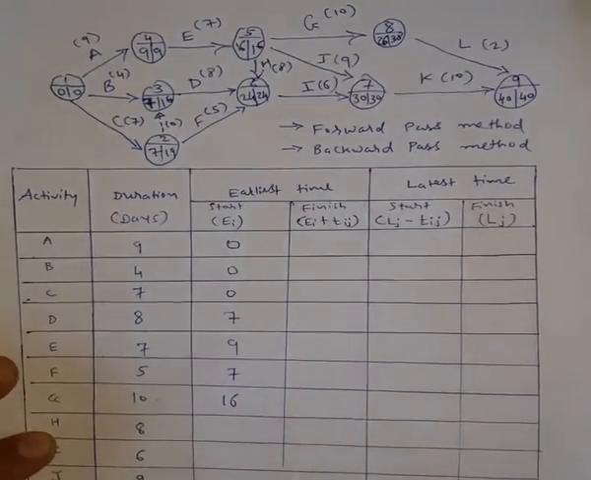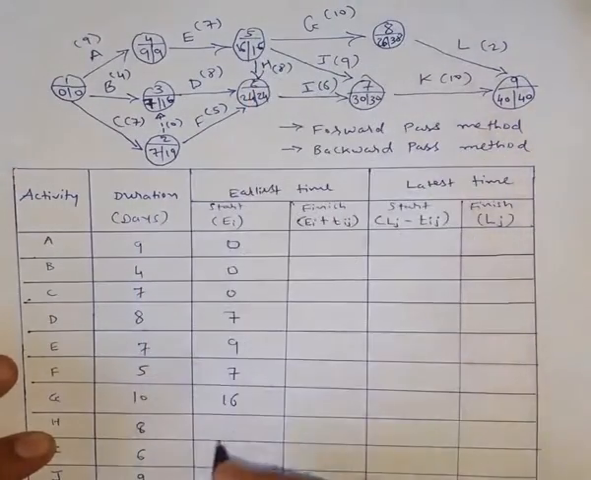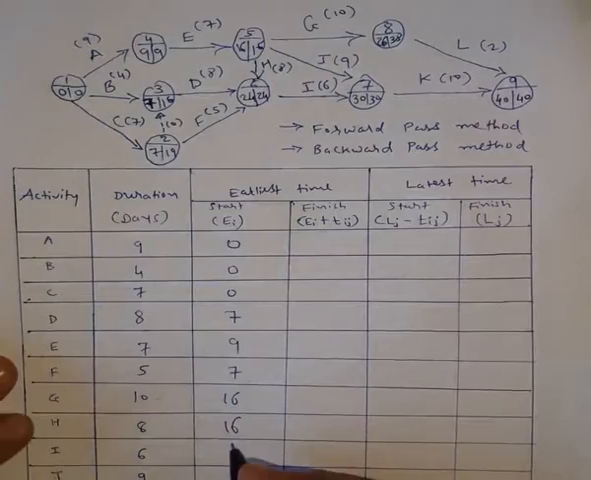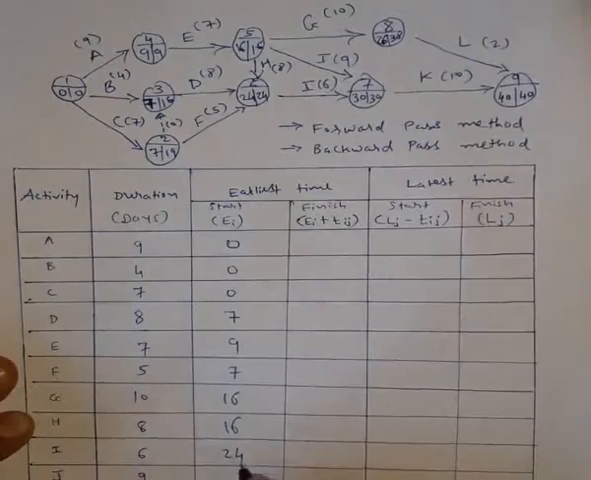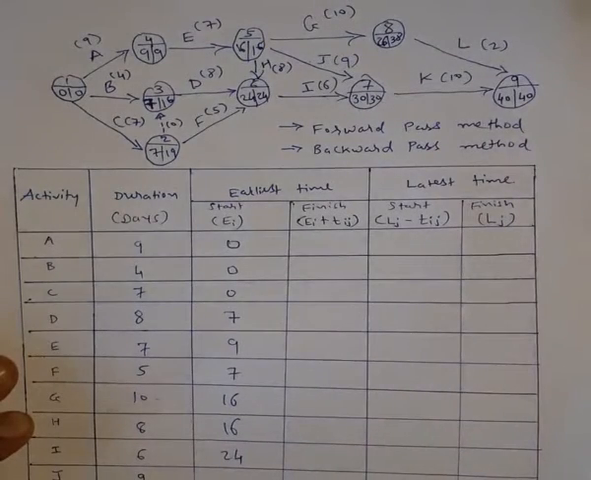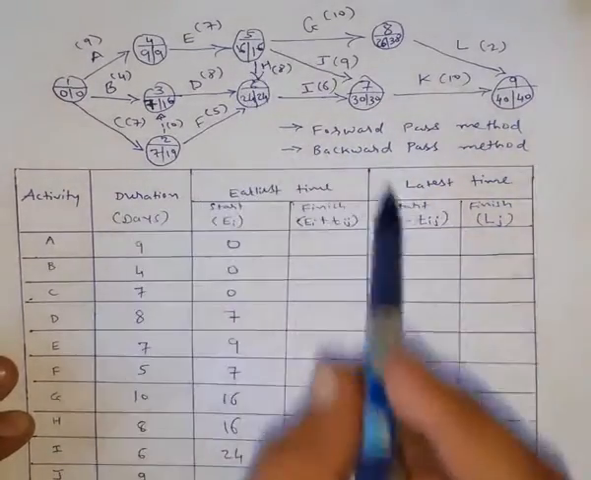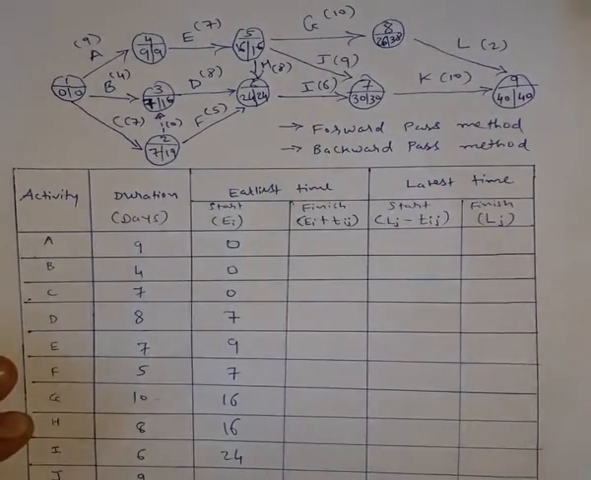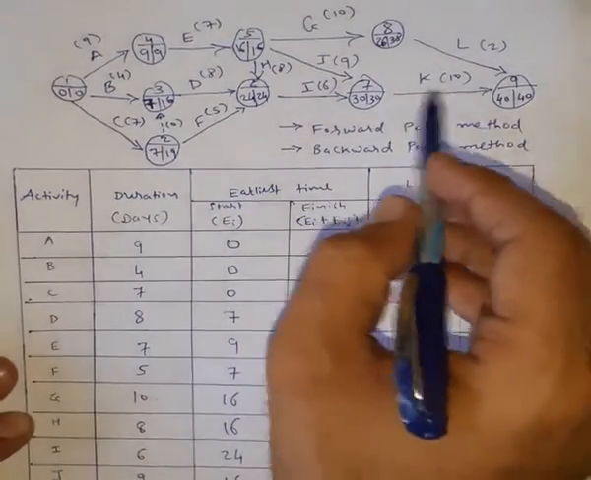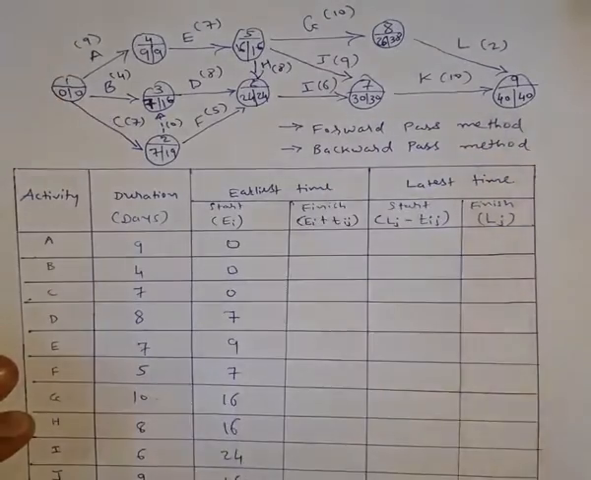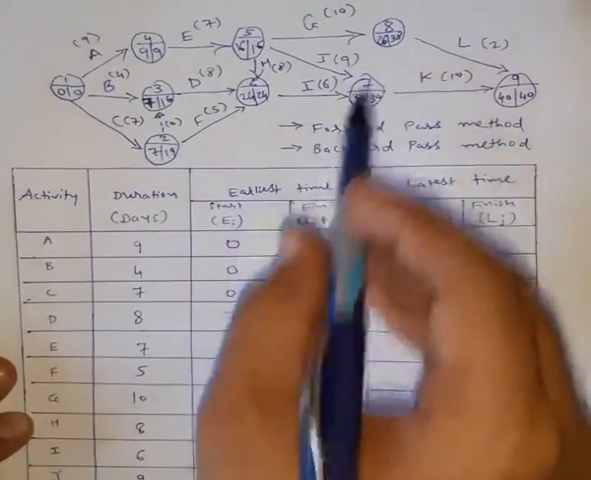Next is activity H. For activity H, it is shown by 5 to 6, earliest start time is 16. For activity I, it is shown by 6 to 7, earliest start time is 24. For activity J, it is shown by 5 to 7, earliest start time is 16. For activity K, it is shown by 7 to 9, earliest start time is 30. And for activity L, it is shown by 8 to 9, earliest start time is 26.